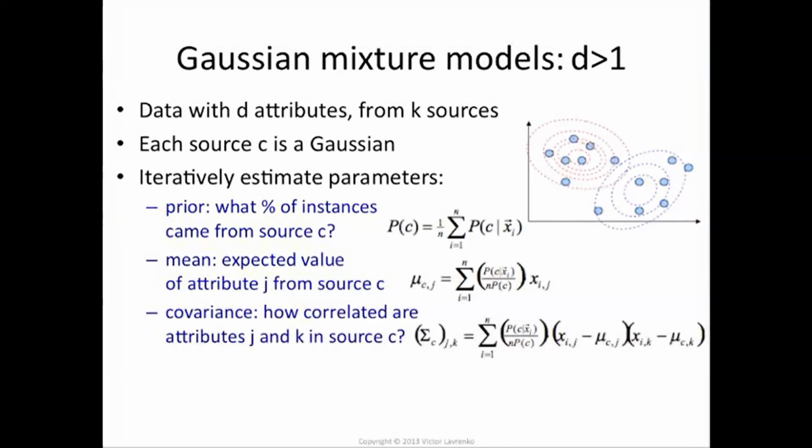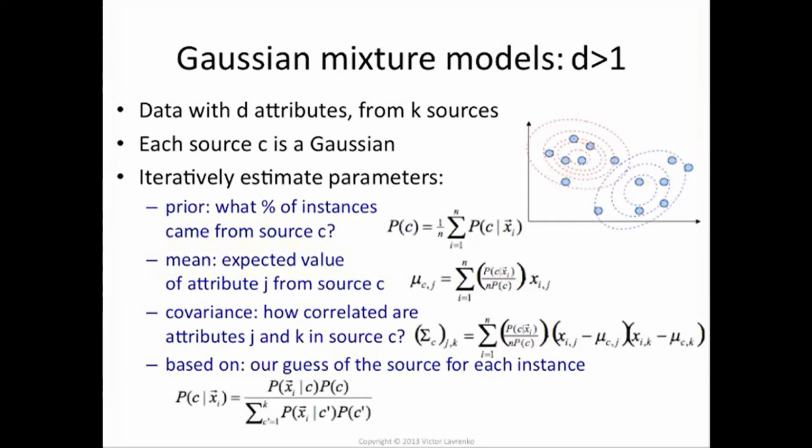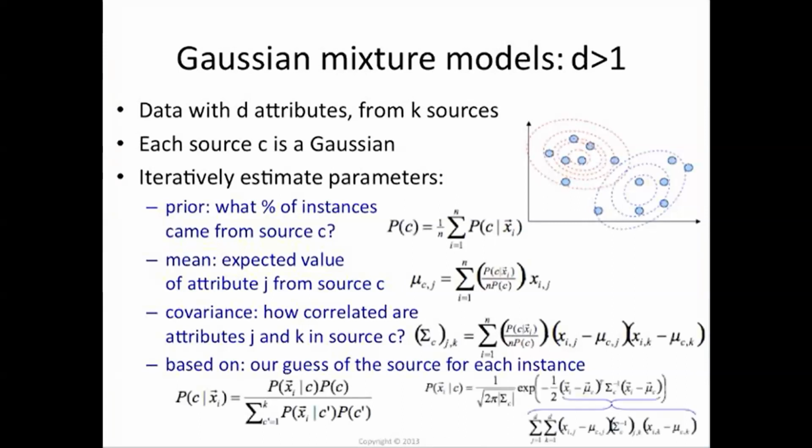This is our BI. This is how much the point is associated with the Cth Gaussian. And all of these require you to have these posteriors, right? All of the estimation is based on the posteriors, and the way you compute the posteriors is just using Bayes' rule. So that's Bayes' rule, and the way you compute these components is just with a d-dimensional Gaussian.